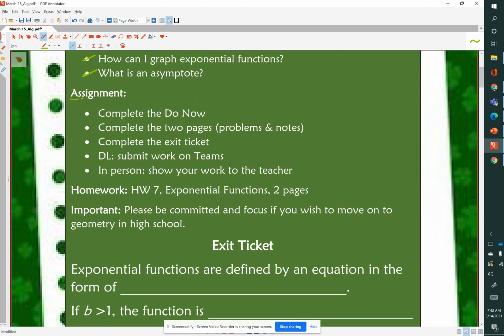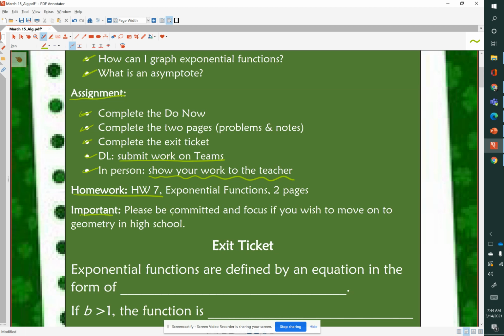Our assignment will be to complete the do now, complete the 2 pages. There are some problems and some notes. There is an exit ticket, and if you're a distance learner, submit your work on Teams. If you are in person, I need to see your work. So we have for homework tonight, homework 7, 2 pages, because there are graphs.